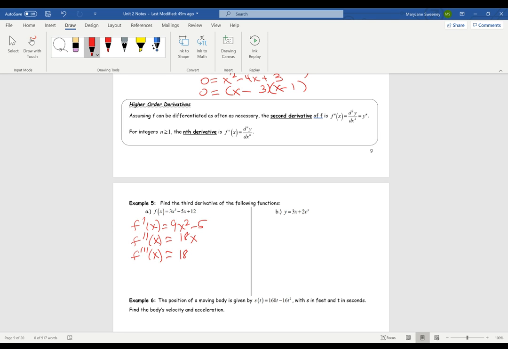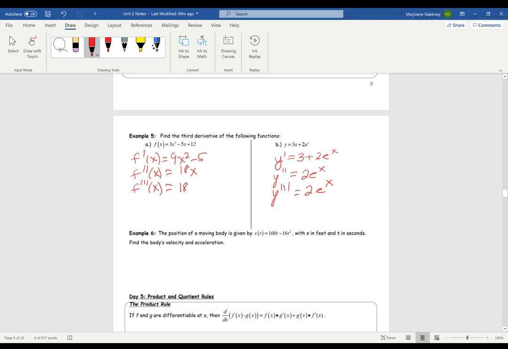Now, if it's y, I can use y prime or dy dx. So let's say y prime is 3 plus 2e to the x. Second derivative, the derivative of 3 is 0. Derivative of 2e to the x is 2e to the x. Third derivative, the derivative of 2e to the x is 2e to the x.